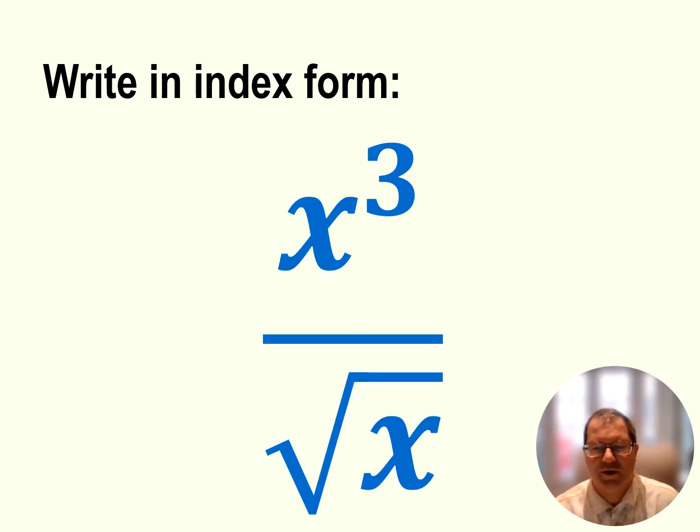This expression simplifies to x cubed over x to the half, and when we're dividing terms with indices with the same base, we subtract. 3 take away a half is 2.5, or 5/2. So with an improper fraction, the final answer would be x to the power of 5/2.